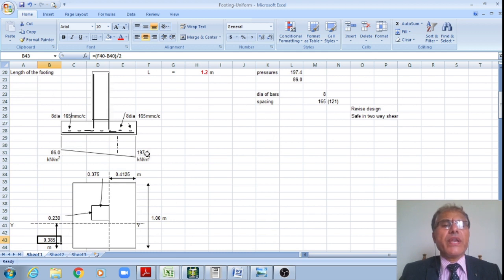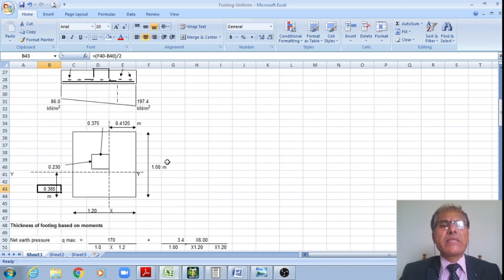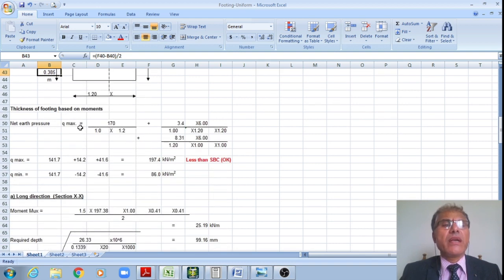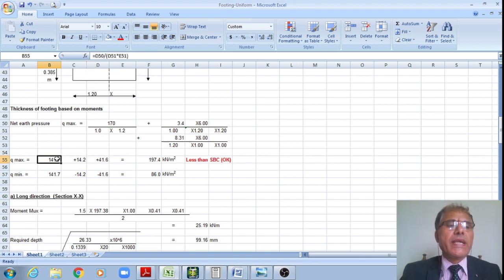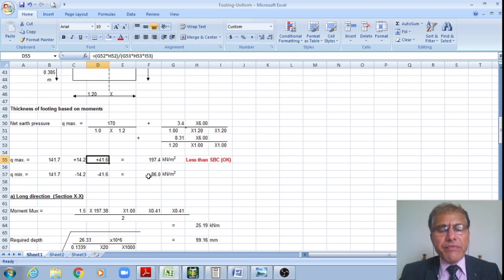That is how the SBC is varying from 86 kN per meter square to 197.4. Now I'll come to that. The actual SBC is P by A plus Mx by Zx and My by Zy. In the manual calculation, I have not done that. I have just taken this 141.7 and simply proceeded with the design. I have not calculated this Mx by Zx plus My by Zy.